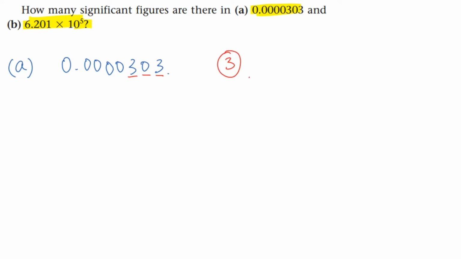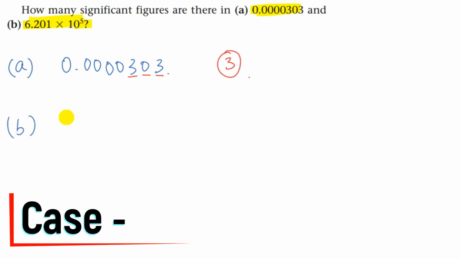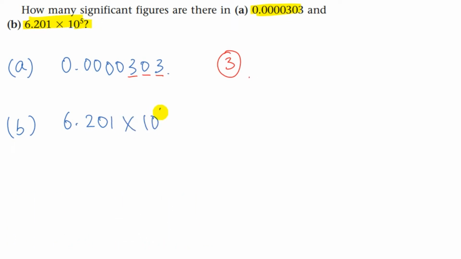Now next, the B part. In B we have 0.201 times 10 to the power 5. Any zero written to the right side of the decimal point will be considered as significant. This is a rule. So this is significant, this one is also significant, and this one and this one are also. Therefore the number of significant figures in the B part is 4. So this is the solution.